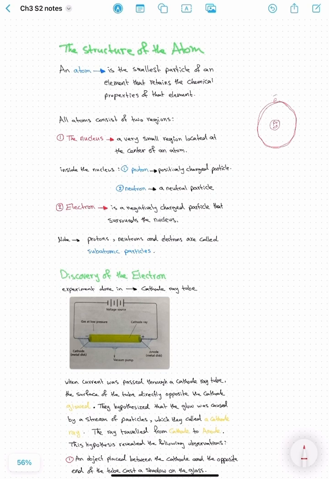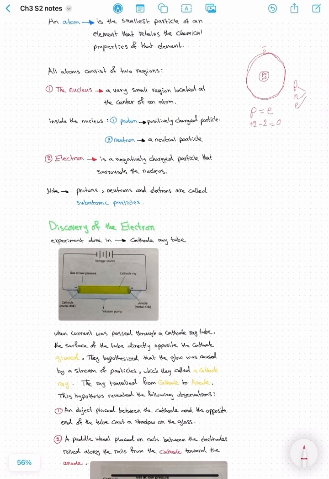But the overall charge of an atom is neutral. All atoms are neutral. Why? Because the number of protons is equal to the number of electrons. However many protons we have, we will have the same number of electrons. For example, let's say we have 2 protons, so positive 2. We will also have 2 electrons, so negative 2. The total will always be 0. These particles, protons, neutrons, and electrons, all of them together, we call subatomic particles.